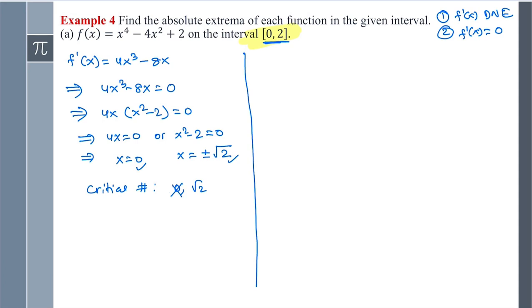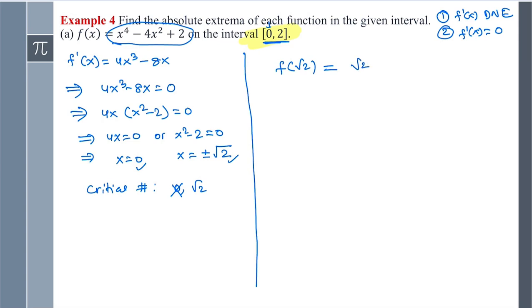But no matter whether it's a critical number or not, we are going to evaluate at 0 because it's at the endpoint. So what we do is we'll evaluate the function at the critical number, which is square root of 2. To evaluate that, you'll take this one and put it into the original function. Don't put that in the derivative, okay?